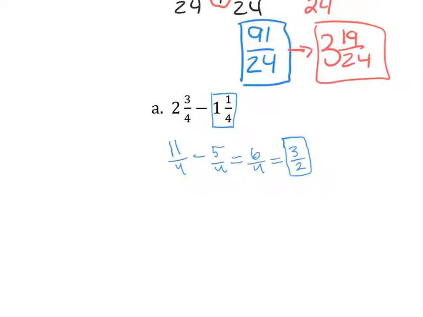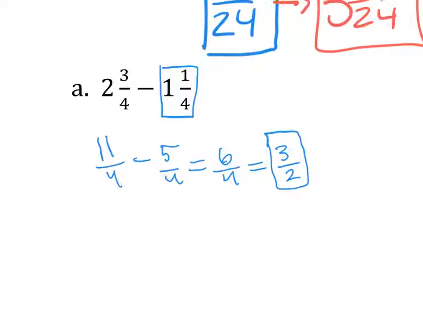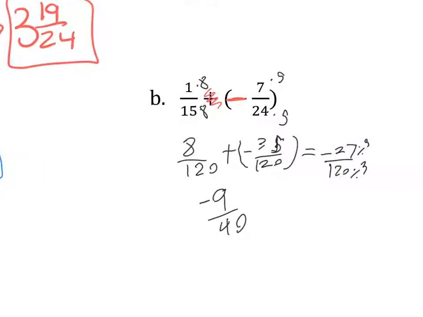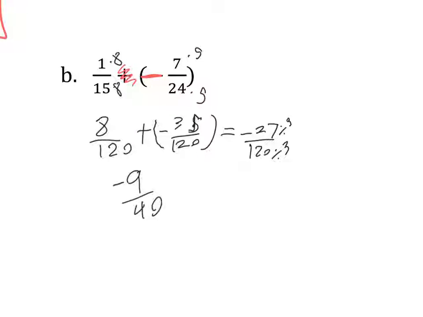The second letter A down here. So converting both of those to improper fractions, and then they already had a common denominator, so you just subtract straight across. So you should have ended up with 3/2 after you simplified. Letter B. So 120 is the common denominator. And then after you do some reducing, you should have ended up with -9/40.